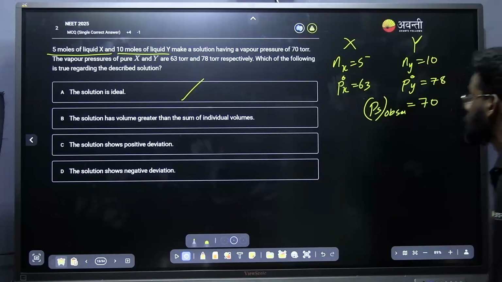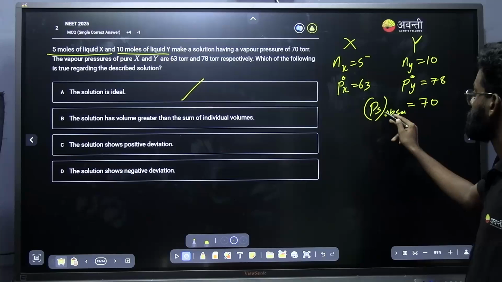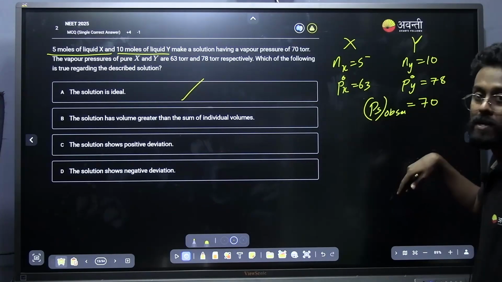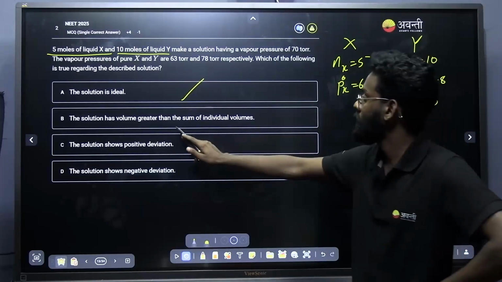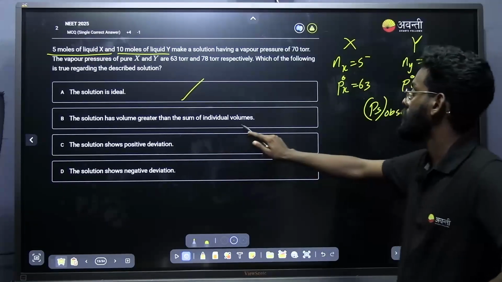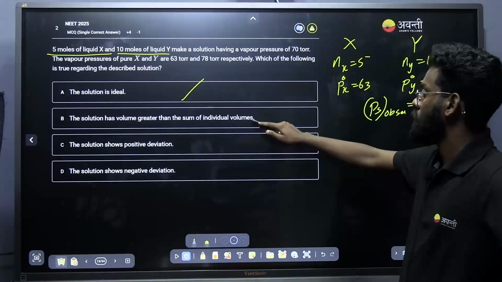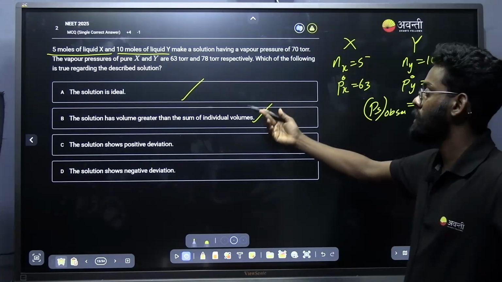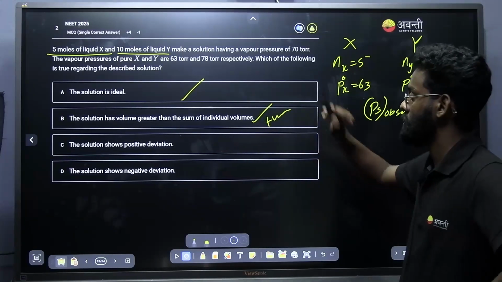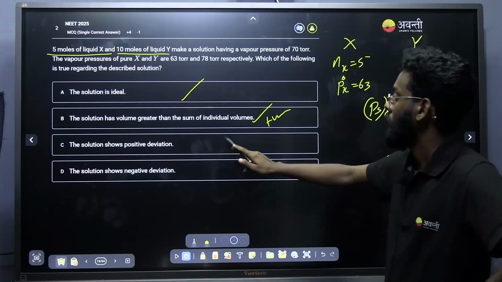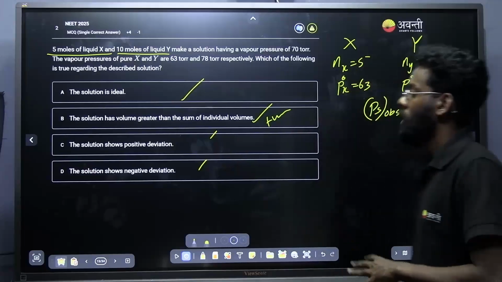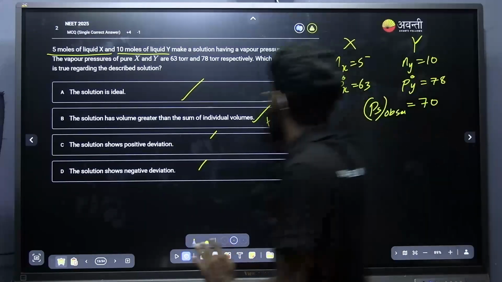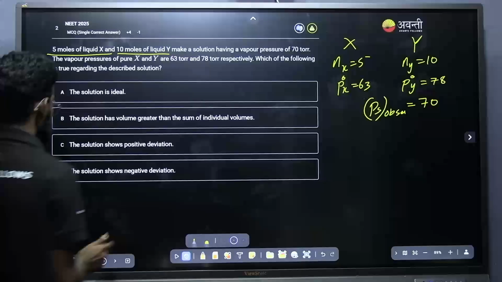How can we check whether it is ideal? If the observed vapor pressure is equal to the calculated vapor pressure of the solution, then we can say it is ideal. Solution having volume greater than the sum of the individual volumes: what is this? If the volume is greater, it should show positive deviation. Or the solution shows negative deviation. How can we find out whether it is showing positive deviation or negative deviation?